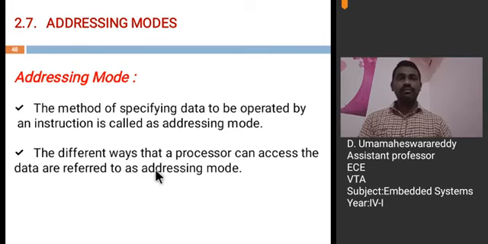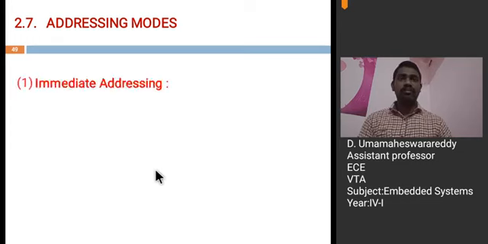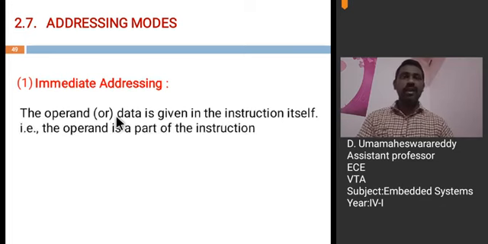Let us see the first addressing mode. The first one is immediate addressing mode. What is immediate addressing mode? The immediate addressing mode is one in which the operand or data is given in the instruction itself. If your data is present in the instruction itself, then it is called an immediate addressing mode. Here, your data is a part of the instruction. That means it is present in the instruction itself.